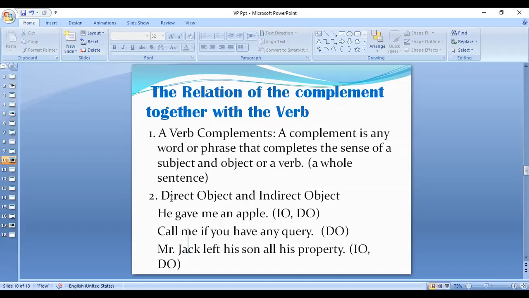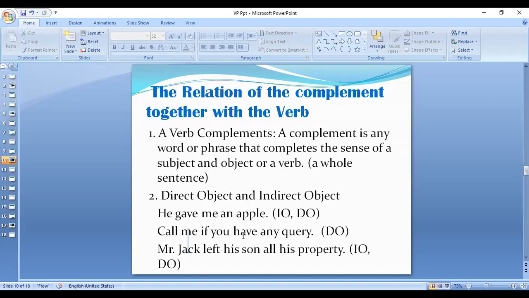For that, the verb phrase comprises or consists of a direct object and an indirect object. For example, he gave me an apple. Here, he is the subject, and gave me an apple is the predicate, or verb phrase. Here me is an indirect object, and apple is the direct object, because the main object of the verb is an apple, so it is the direct object.